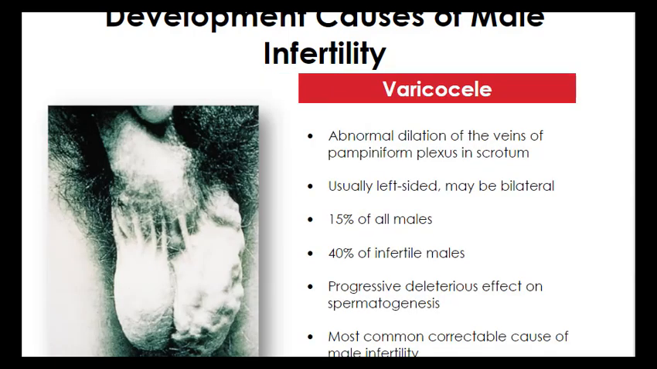A varicocele is an abnormal dilation of the veins of the pampiniform plexus in the scrotum. It is usually left-sided, but may be bilateral. Varicocele is present in 15% of all males and in 40% of infertile males. Varicoceles have a progressive, deleterious effect on spermatogenesis. This is the most common correctable cause of male infertility.